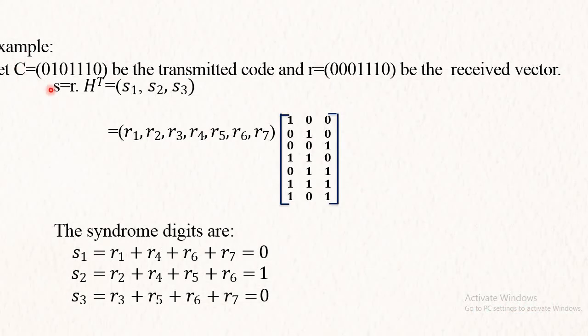Example: let C equal 0101110 be the transmitted code word, and R equal 0001110 be the received code vector. So how are we going to find out whether there is an error or not? S is equal to R into H transpose. Here the H transpose which we used in the previous example, we are using that same H. We take the received code word, multiply it with the H transpose, and perform the matrix multiplication with the mod operation, and after solving we get the value of the syndrome as 0 1 0.